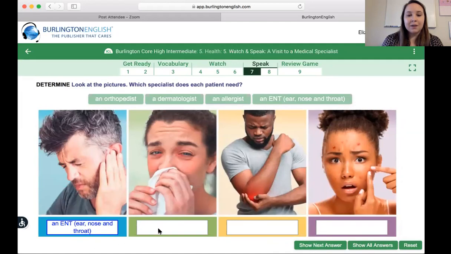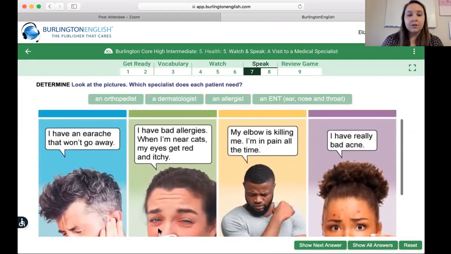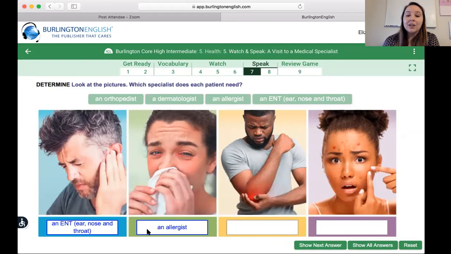Good. What about the second woman? She says, I have bad allergies. When I'm near cats, my eyes get red and itchy. Which of these doctors should she go to? She should go to an allergist. An allergist. Someone who helps with allergies.